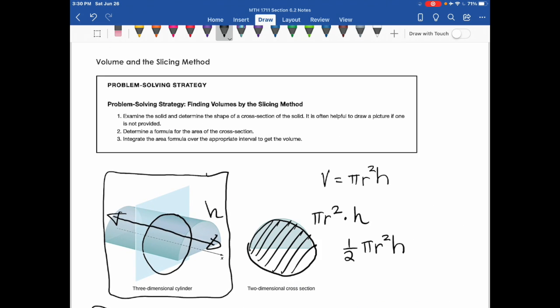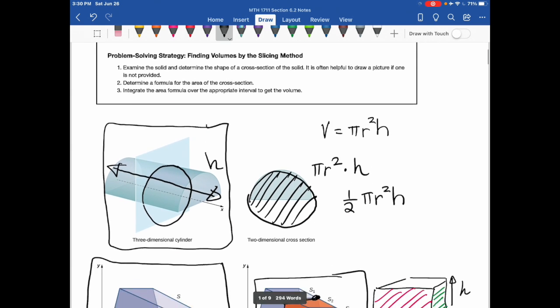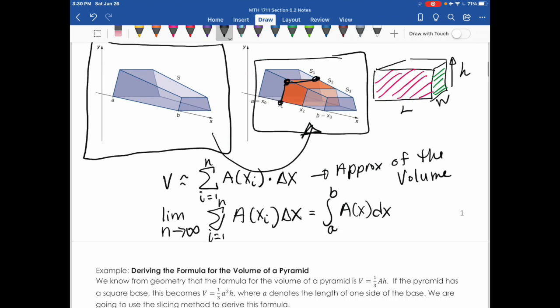Now, if we come up towards the top, there's a basic problem-solving strategy for the slicing method. Step 1, you're going to examine the solid and determine the shape of the cross-section of the solid. It is often helpful to draw a picture if one is not provided. Part 2 says, once you determine the shape of the cross-section, then you're going to figure out a formula for the area of the cross-section. And then part 3, you're going to integrate that area formula over the interval to get the volume, which is exactly what we just discussed right here.